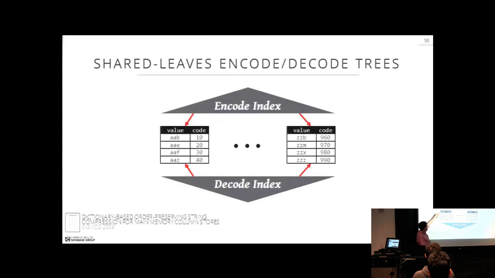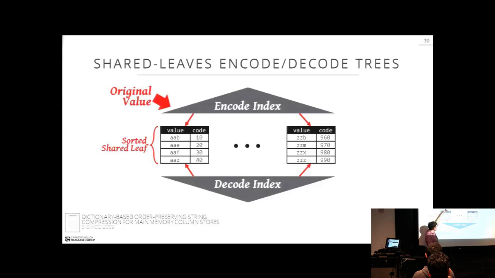Right, so on the top we'll have our encode index, and the bottom would be the decode index. And again, this could be any tree structure you want, a BW tree, a B+ tree, it doesn't matter. And then in the middle here, we're going to have our sorted shared leaves. In this case we'll have our values sorted in lexicographical order, and they will have some codes identified to them. And these are the codes that are stored in the actual column in the table heap.